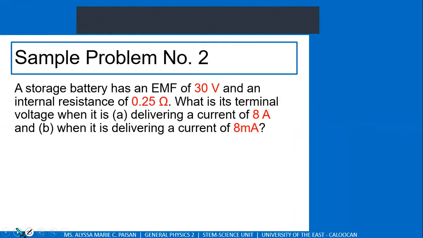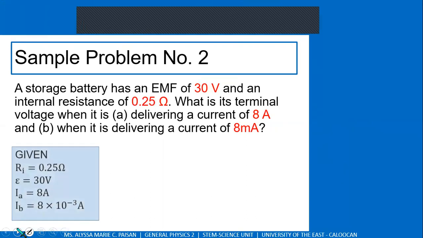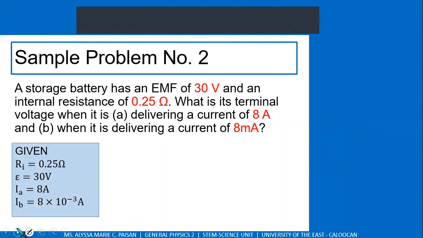Sample problem number 2, a storage battery has an EMF of 30 volts and an internal resistance of 0.25 ohms. What is its terminal voltage when it is A, delivering a current of 8 ampere, and B, when it is delivering a current of 8 milliampere? So we have the RI, sinabi naman dito internal resistance, tapos sinabi rin na EMF, so 30 volts, and then we have two scenarios, the scenario A and scenario B, hence the subscripts of the current.